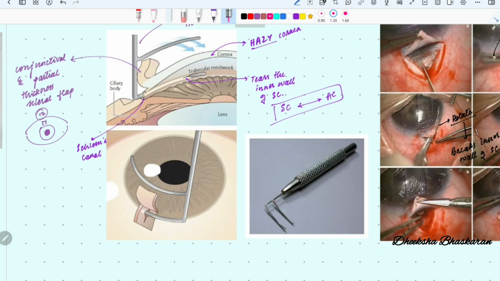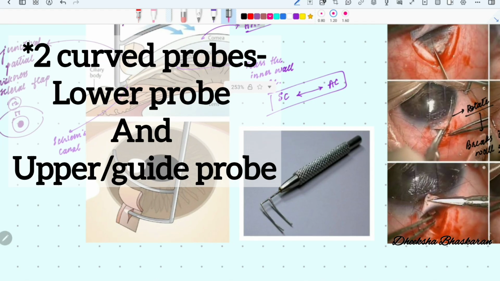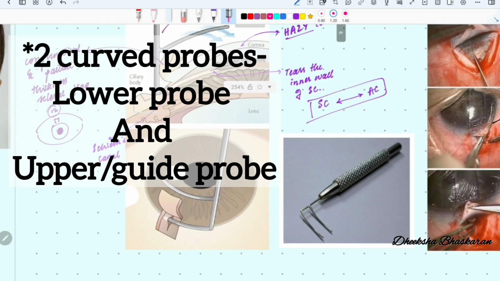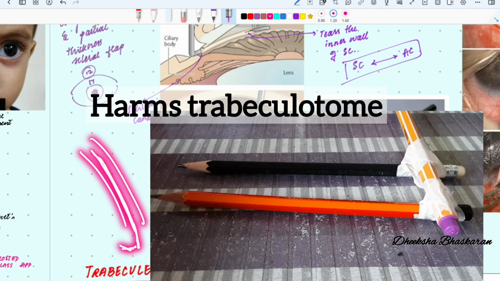There's a curved stick-like end here, with two parallel sticks. What happens here is you are making a cut. Schlemm's canal is a canal. The Harms trabeculotome is inserted through the Schlemm's canal.